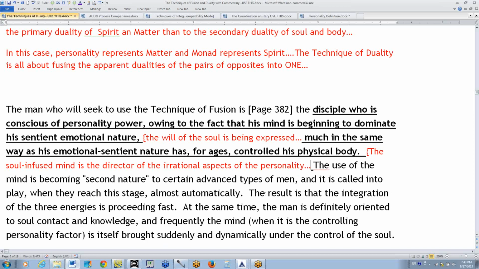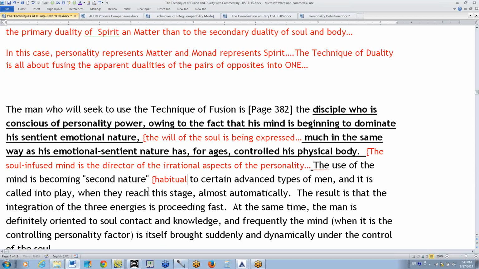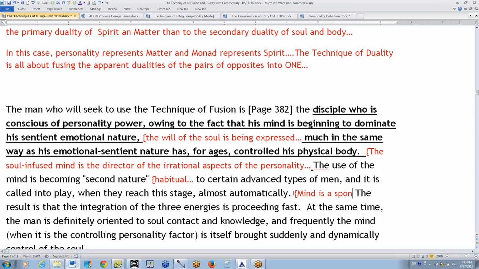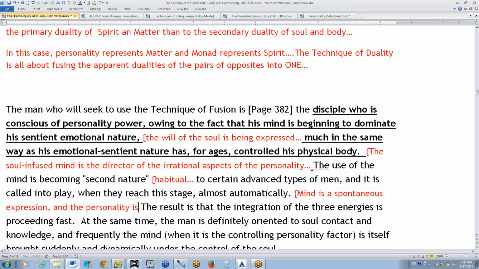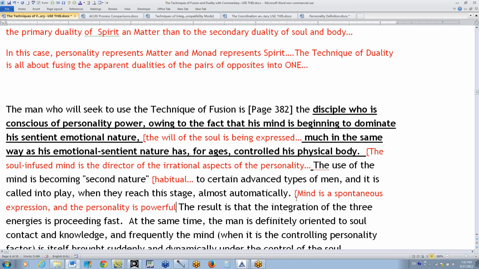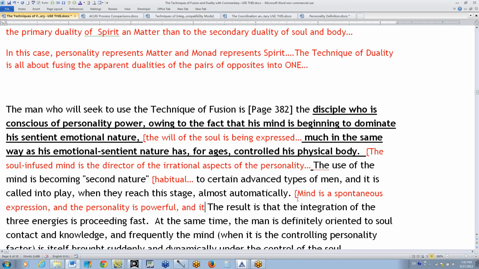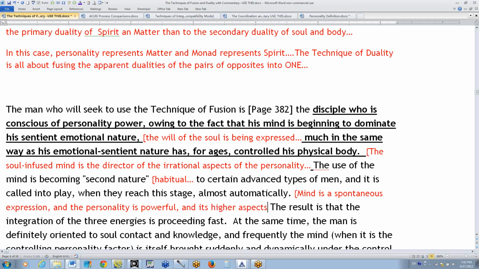The use of the mind is becoming second nature. And what do we mean by that? Generally habitual to certain advanced types of men, it is called into play when they reach this stage almost automatically. So mind is a spontaneous expression, and the personality is powerful, and its higher aspects are recognized.